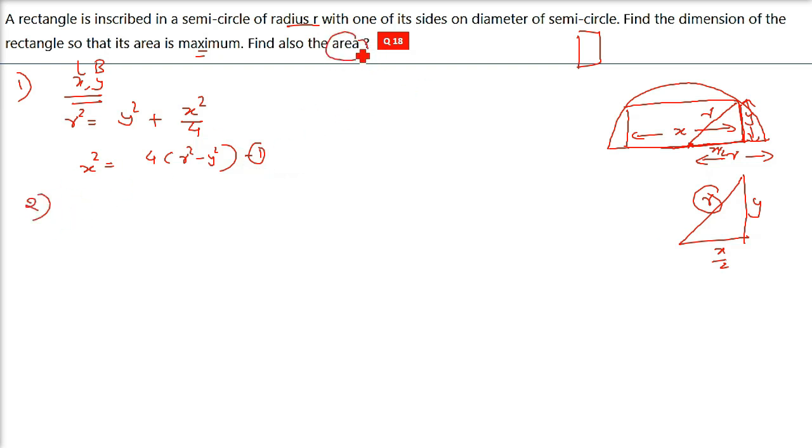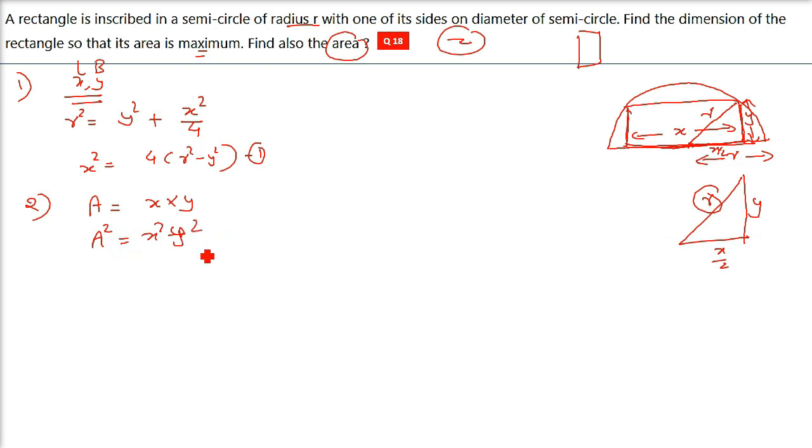Second step is we need the area. We have to show that area is maximum. What is area? Area of a rectangle is the length into breadth. In this case, since we have imagined x and y, x into y is the area. Now when we deal with this x and y, we have to convert x into y or y into x. At least one should be in terms of r so that we can actually differentiate. It should be dA by dx or dA by dy.